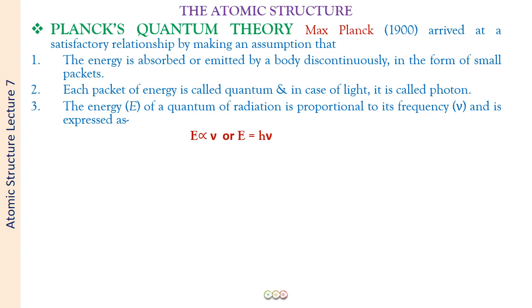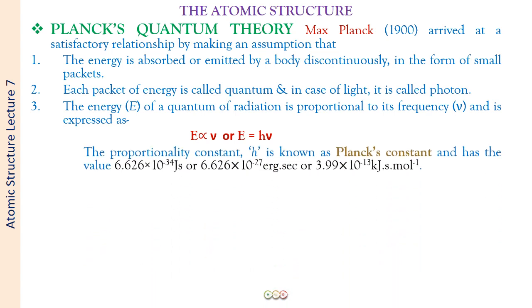Or the energy is proportional to frequency, and now this is equal to h nu, where h is the proportionality constant, known as Planck's constant, and the value of this Planck's constant h is 6.626 into 10 power minus 34 joule second. Converting joules into erg, you get 6.626 into 10 power minus 27 erg second. Or if you take it per mole, then this proportionality constant value is 3.99 into 10 power 13 kilojoule second per mole.